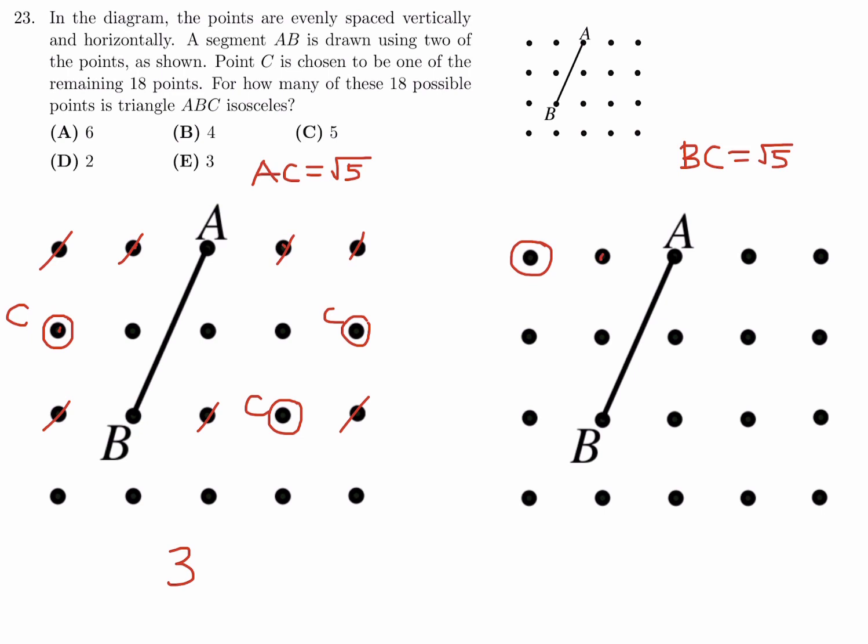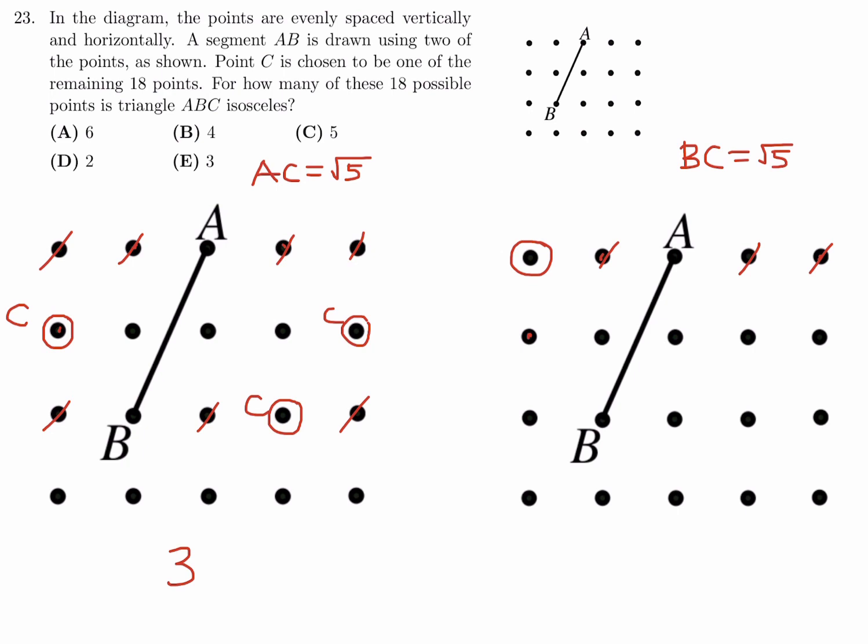How about this one? Will BC be root 5? No, it'll be 2. So that's no good. How about this one? Well, BC will be basically 2 up and 2 across, so it won't be root 5. So that one's no good. How about this one? No, that's going to be way too big. 2 up and 3 across. So that one's no good. All right, so as you can see, you get the hang of this.